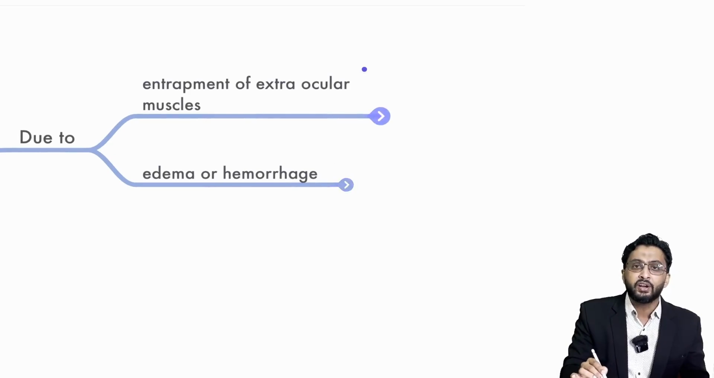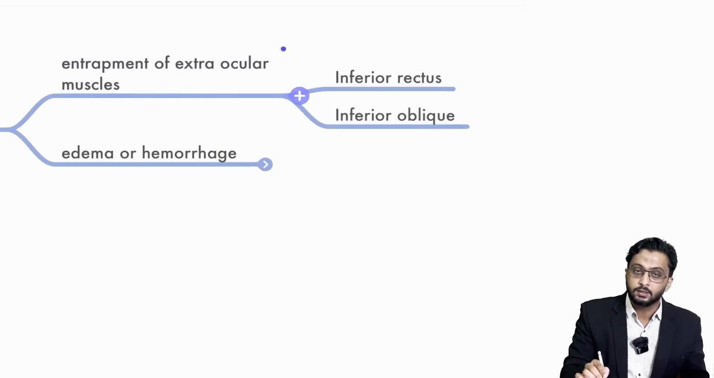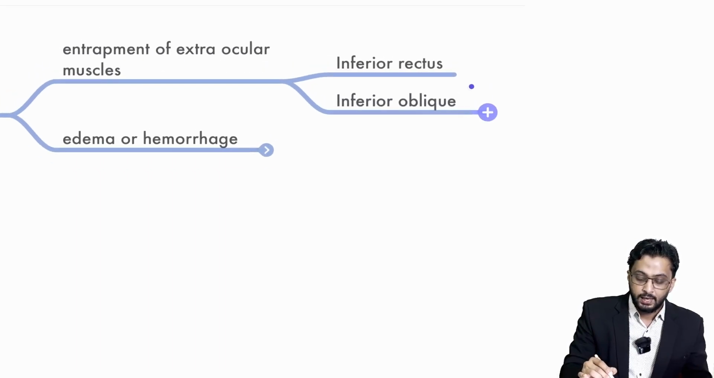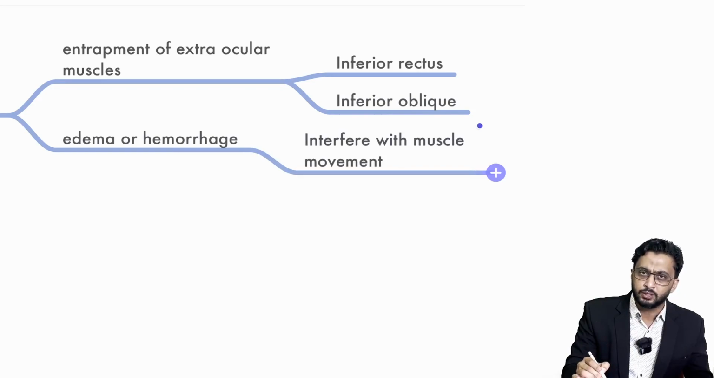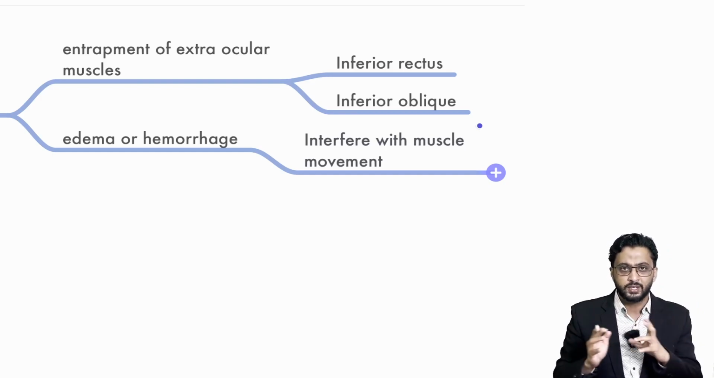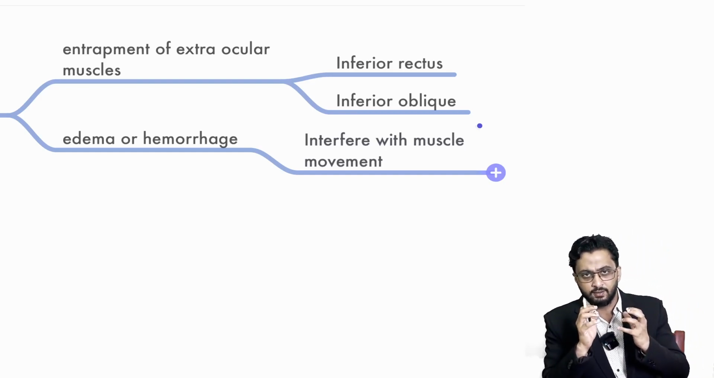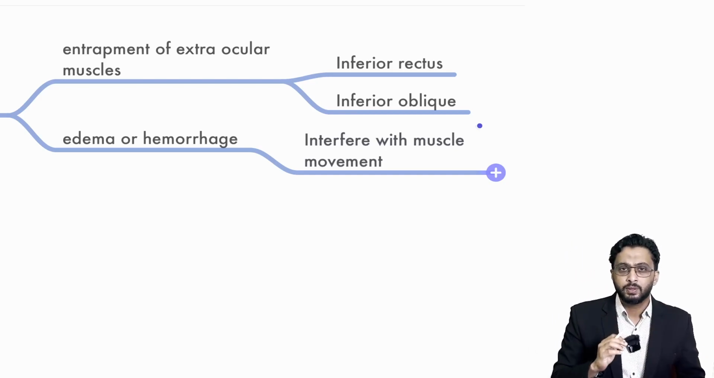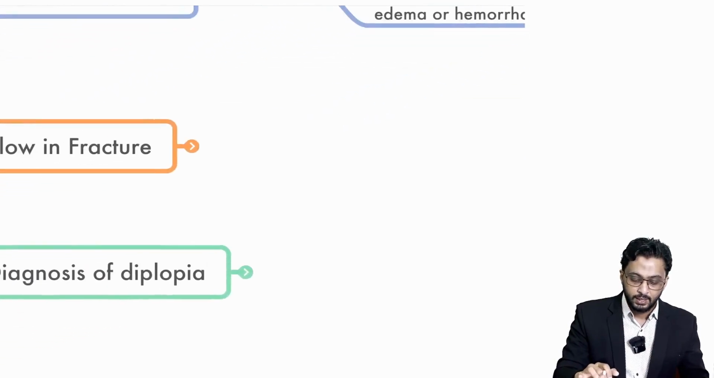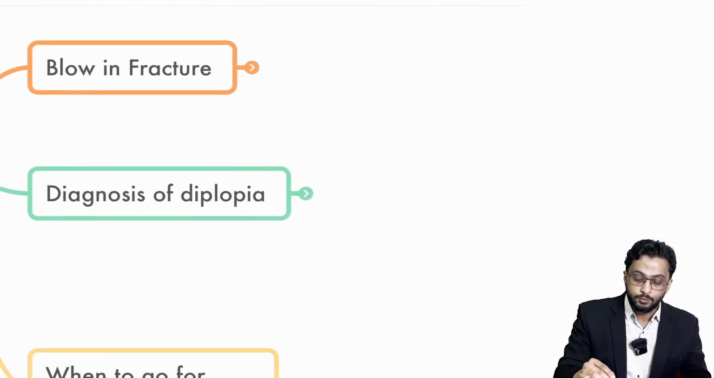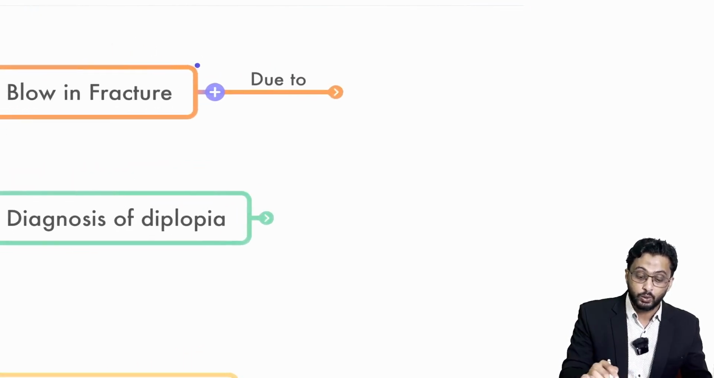So due to entrapment of the extraocular muscles, which are the muscles getting damaged and causing diplopia? One is inferior rectus and inferior oblique, anatomy again, I'm not repeating them. Entrapment can cause the movement of these muscles to be affected. Then edema interferes with the muscle movement. One is causing the entrapment, the other is hemorrhage and edema. But basically, what is happening in both cases is your inferior rectus and inferior oblique are not able to move. Very simple.